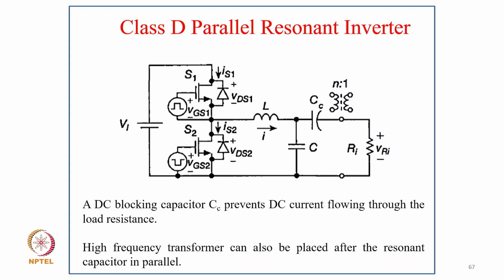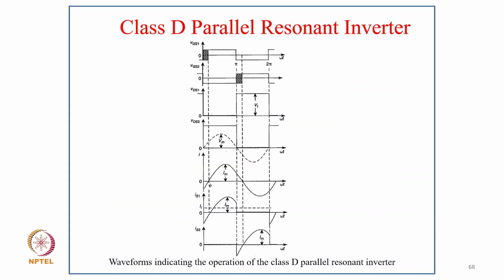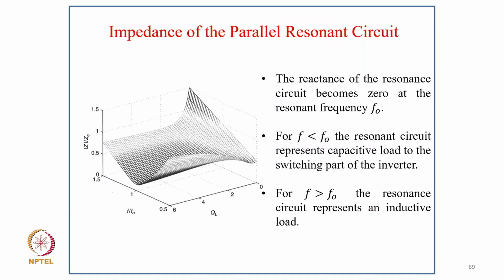A high frequency transformer can also be placed after the resonant circuit, with the resonant capacitor in parallel, and these are typical waveforms for a class D parallel resonant inverter, how they look, and how the zero current and zero voltage occur. So the waveform indicates the operation of the class D parallel resonant inverter, and these are typically the impedance characteristic, with the quality factor and frequency. So the reactance of the resonant circuit becomes 0 at the resonance frequency F0.